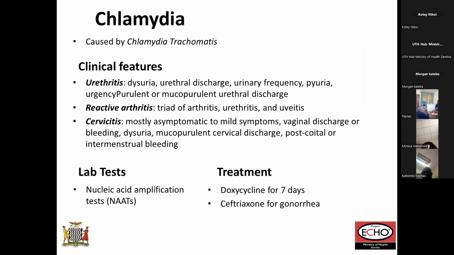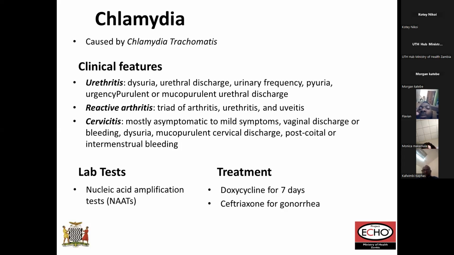Next slide. Chlamydia is caused by Chlamydia trachomatis. Clinical features are pretty much similar to gonorrhea, but we have dysuria, urethral discharge, frequency, pyuria, and urgency, and then they'll have the purulent or mucopurulent urethral discharge, like we saw in the previous slide. And then there could be a reactive arthritis, which is a complication of chlamydia, where one can present with a triad of arthritis, urethritis, and uveitis.